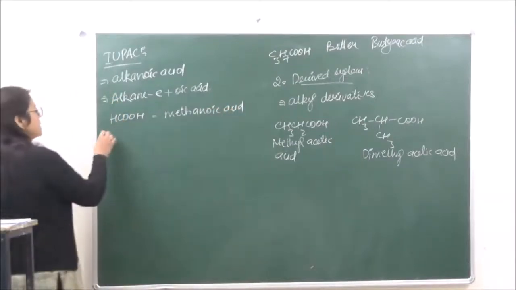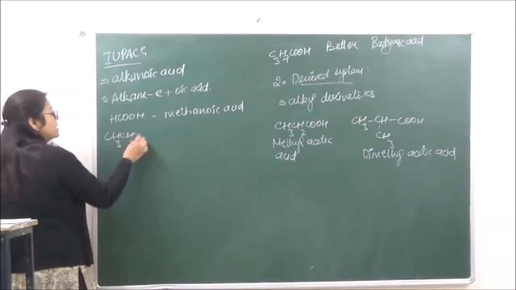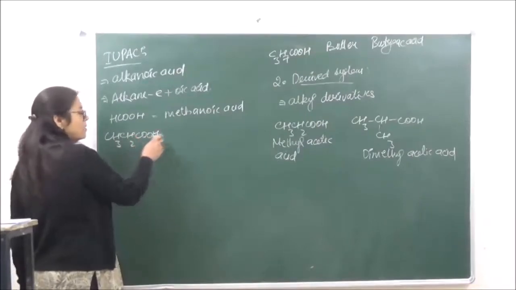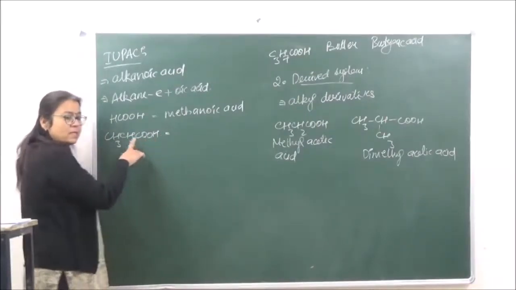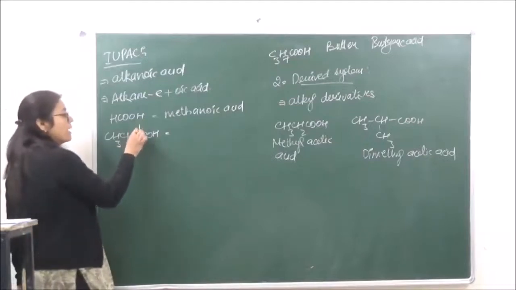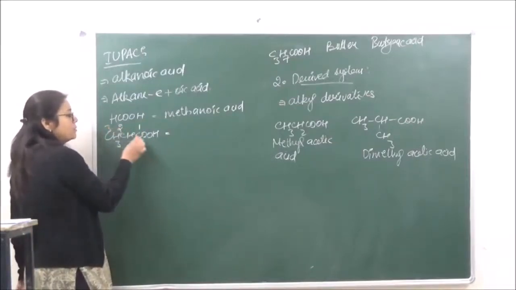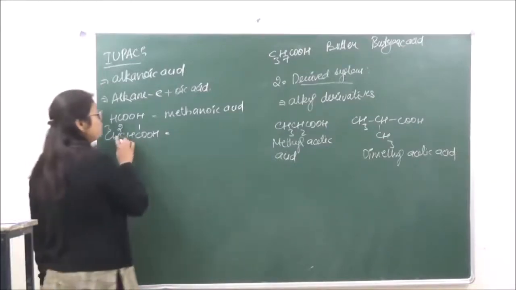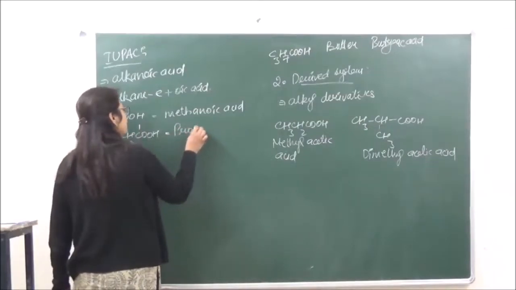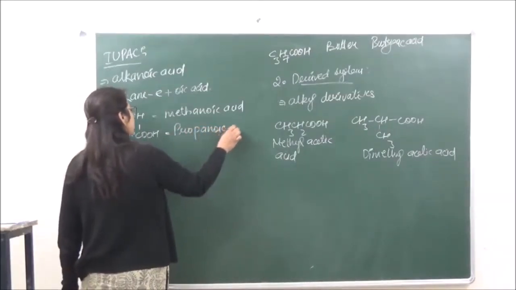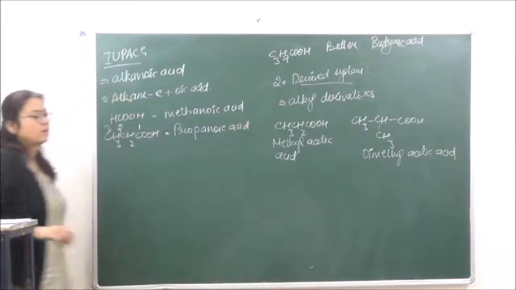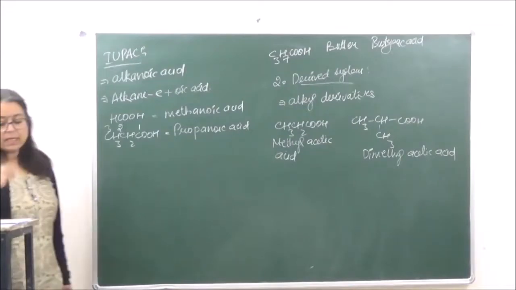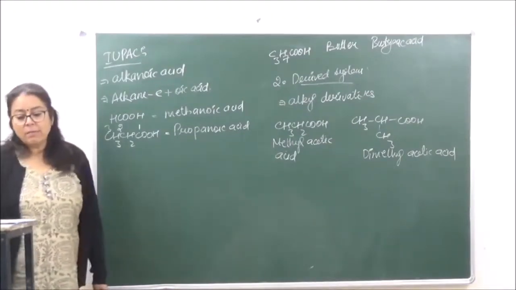In a similar manner, if we take the second member of the series, CH3CH2COOH, this is going to be the third member of the series. There are 3 carbon atoms present. Remember that in this case you also have to consider the carbon atom of the carboxyl group. So this is going to be 1, 2, 3. This is known as propanoic acid. Over here, this functional group is known as the terminal functional group.